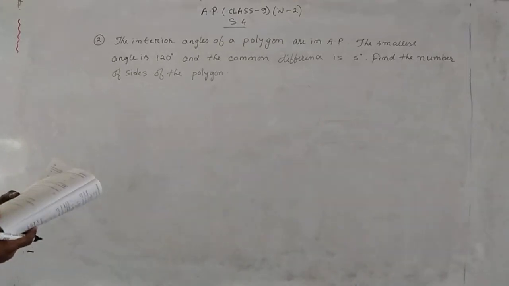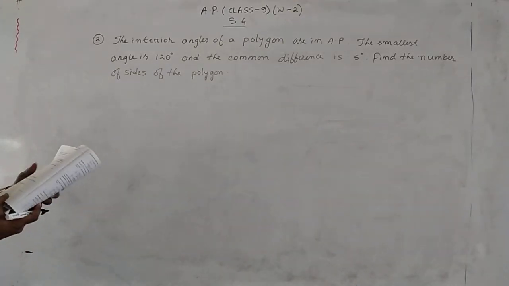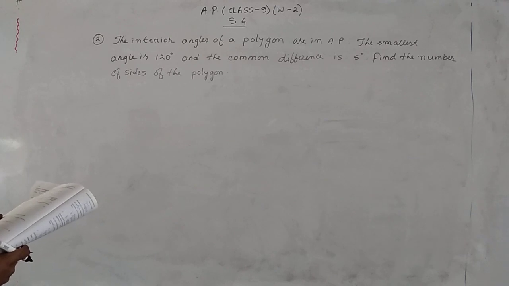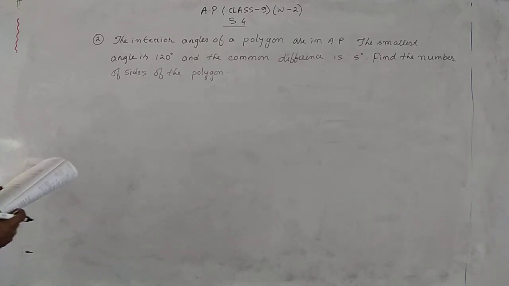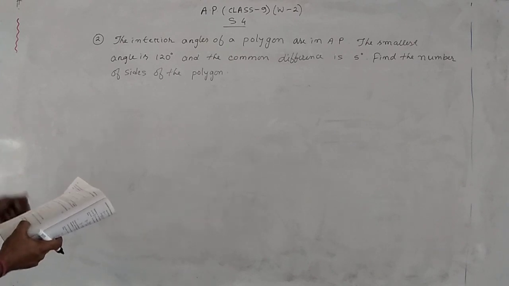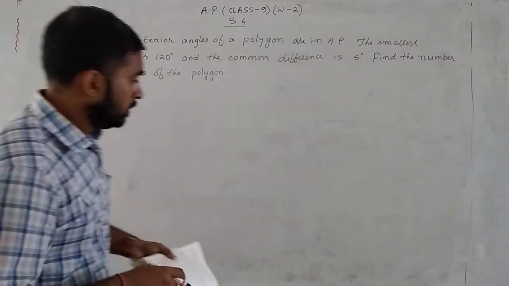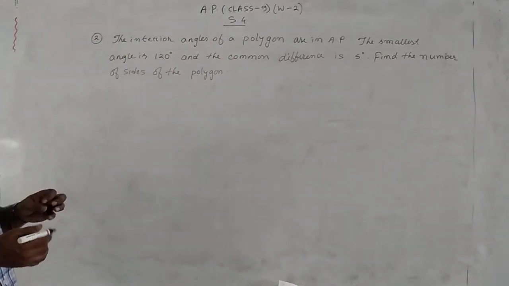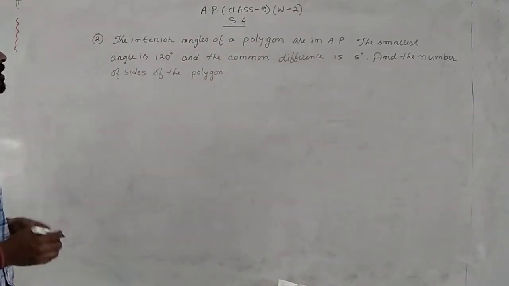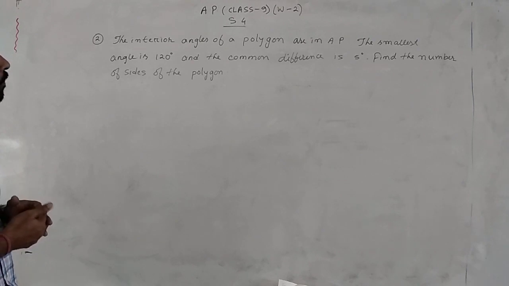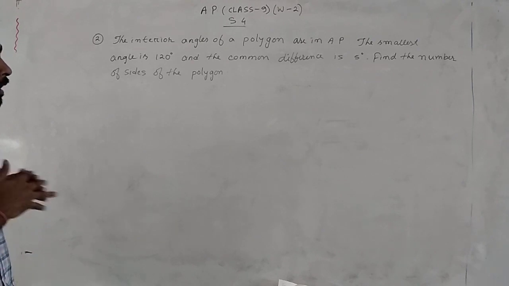The interior angles of a polygon are in AP. The smallest angle is 120 degrees, and the common difference is 5 degrees. Find the number of sides of the polygon. Okay, now here the smallest angle is given, that is the first angle of the polygon, a equal to 120 degrees, and the common difference b equal to 5 degrees.